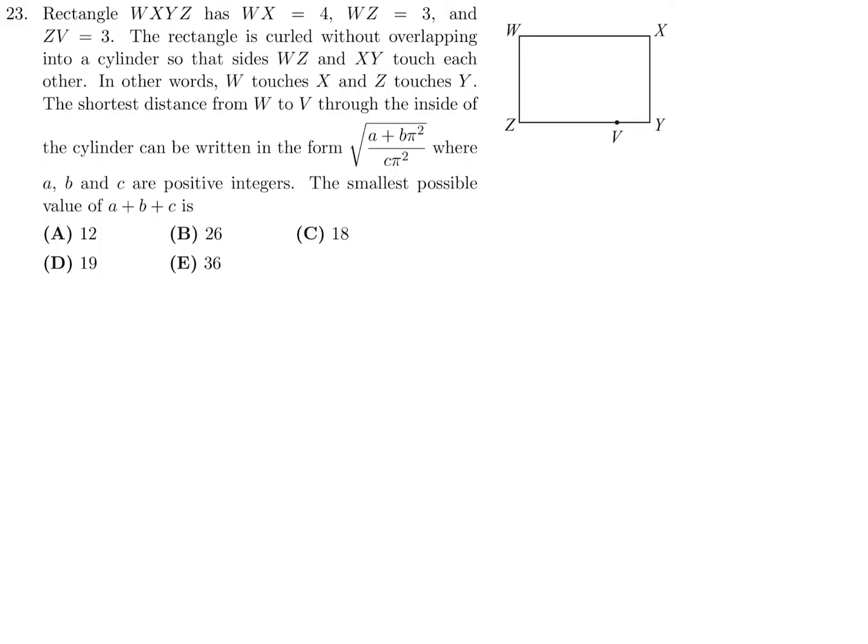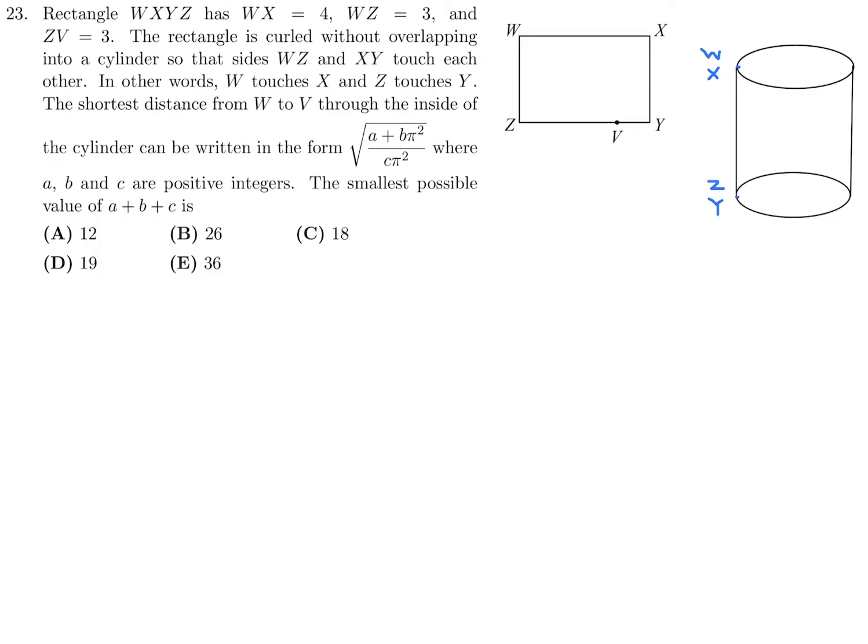Well, let's draw this and see what happens. When it is curled up, it will become a cylinder, as they state. And let's start labeling this now. So let's just say this is the point where W and X meet. And then, of course, down here would be the point that Z and Y meet right there.